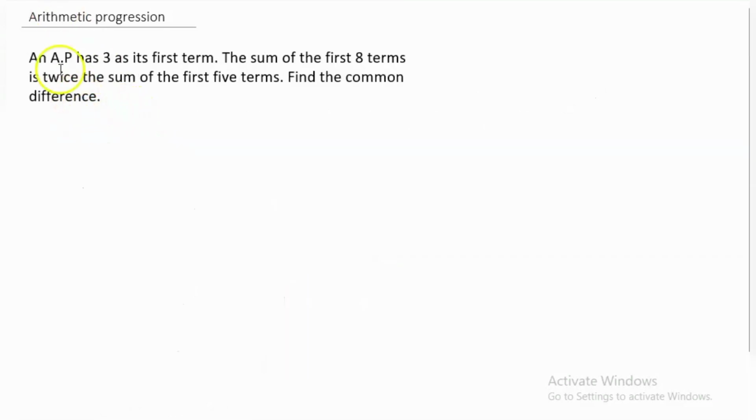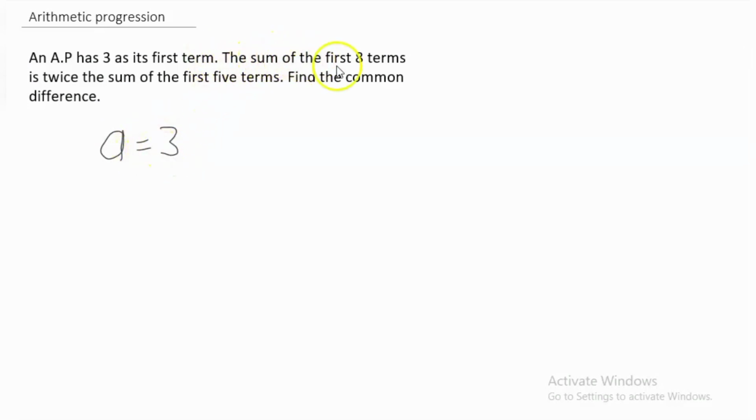This question says an AP has 3 as its first term. The sum of the first 8 terms is twice the sum of the first 5 terms. Find the common difference. So now we're being introduced to the sum of terms. We've just been solving regular arithmetic progression, but now we're going to be solving the sum of arithmetic progression. So let's write what we have. An AP has 3 as its first term, so that would be a equal to 3.